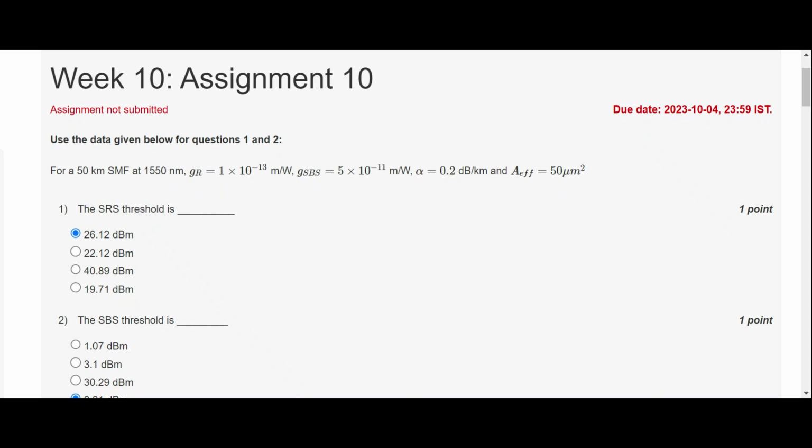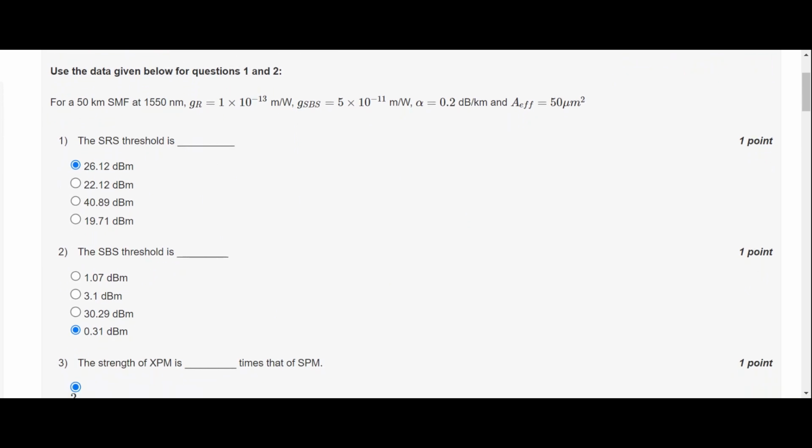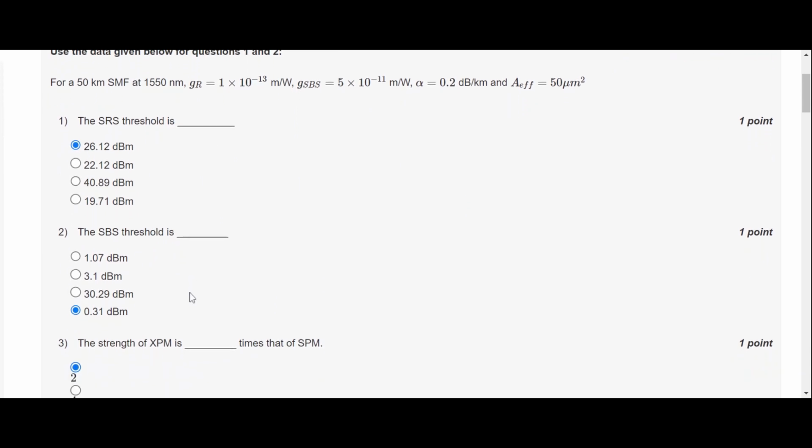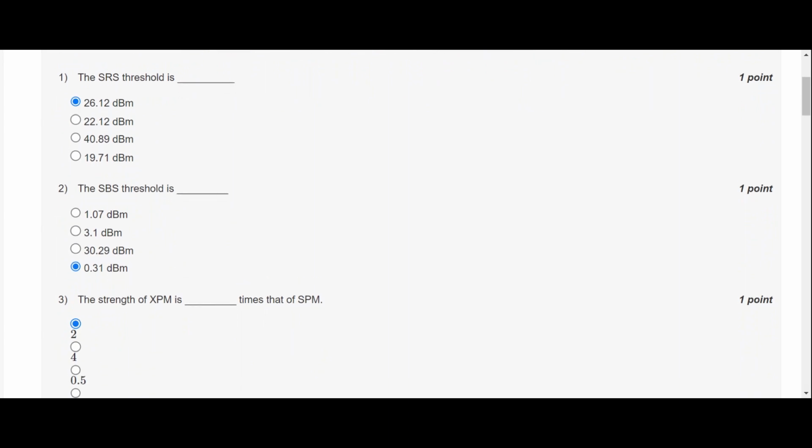Week 10. For 50 kilometers SMF at 1550 nanometers, G_R equals 1 times 10 to the negative 13 m/W, G_SPS equals 5 times 10 to the negative 11 m/W, alpha equals 0.2 decibels per kilometer and A_eff equals 50 μm².